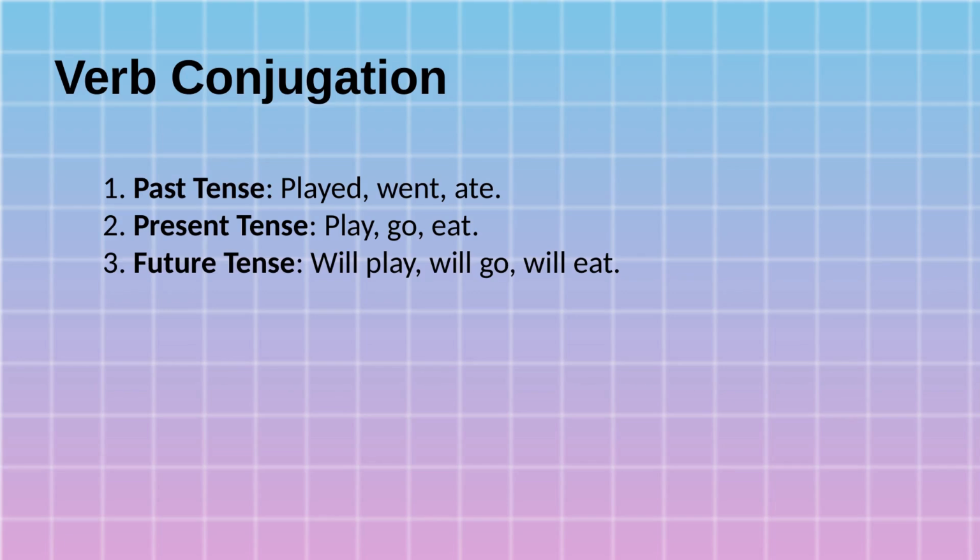Understanding verb conjugation is essential. Here are examples of verb conjugation for each tense. 1. Past tense: played, went, ate. 2. Present tense: play, go, eat. 3. Future tense: will play, will go, will eat.